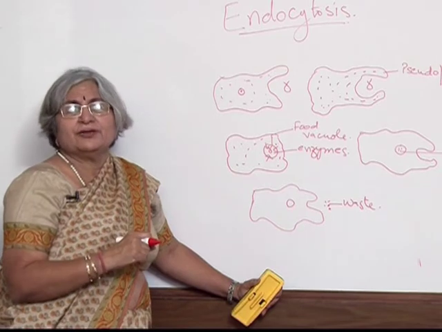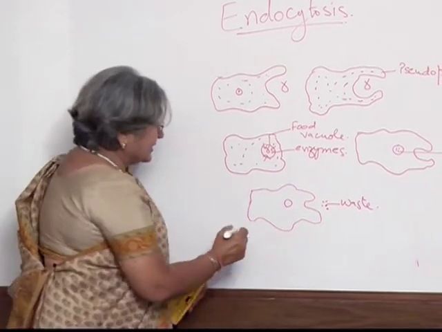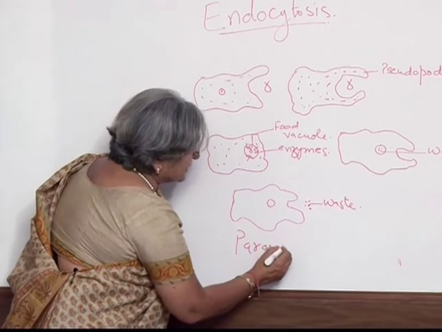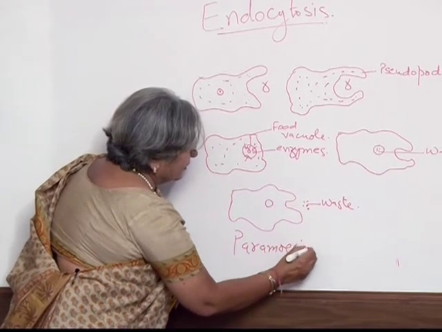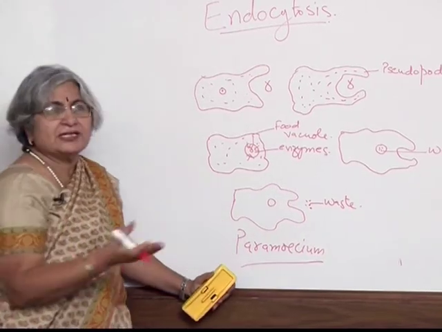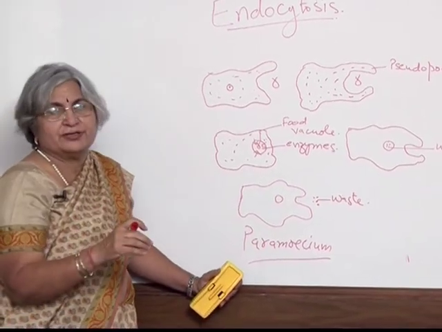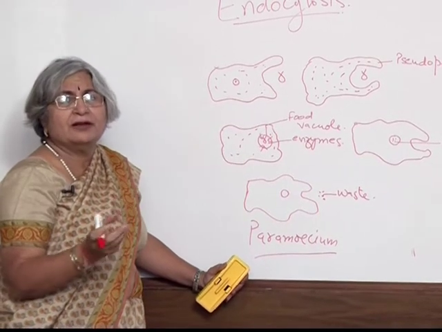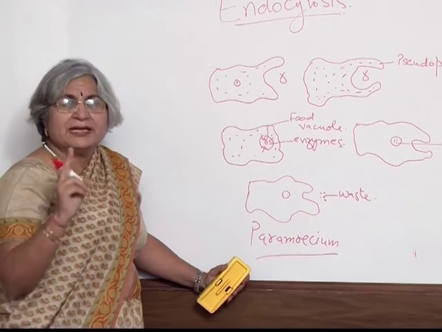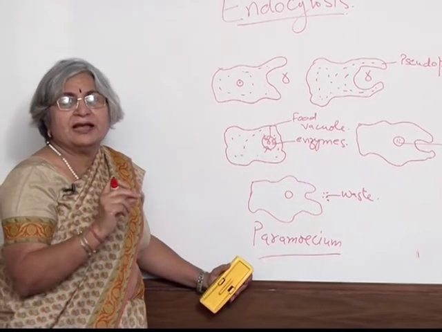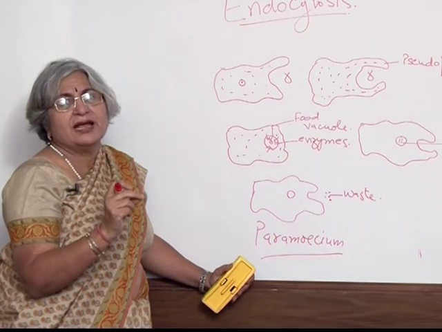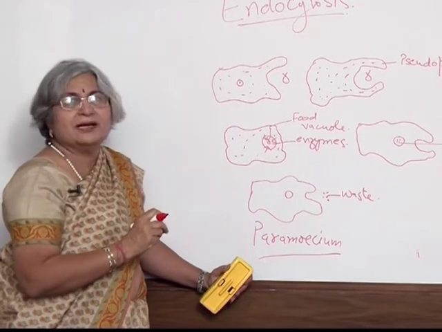Even in the other unicellular organisms like say paramecium, it is more or less the same, with the only difference that in amoeba the egestion can take place from any point. There is no specific part from where ingestion or egestion takes place. But in case of paramecium, there are special points from where ingestion and egestion can take place.